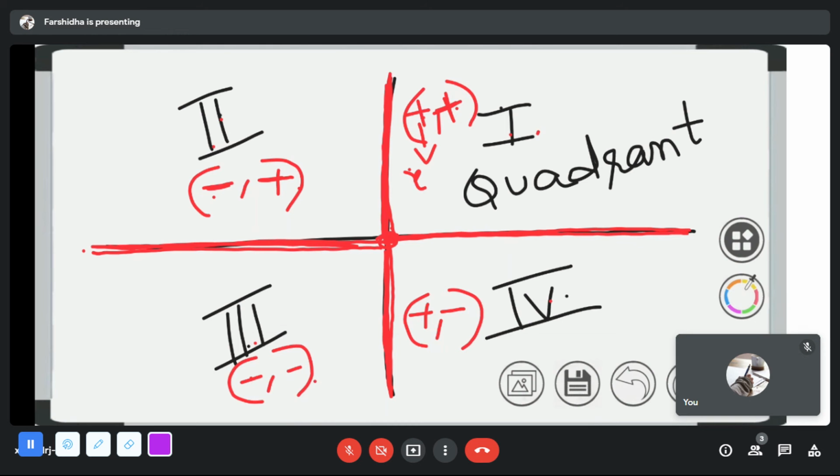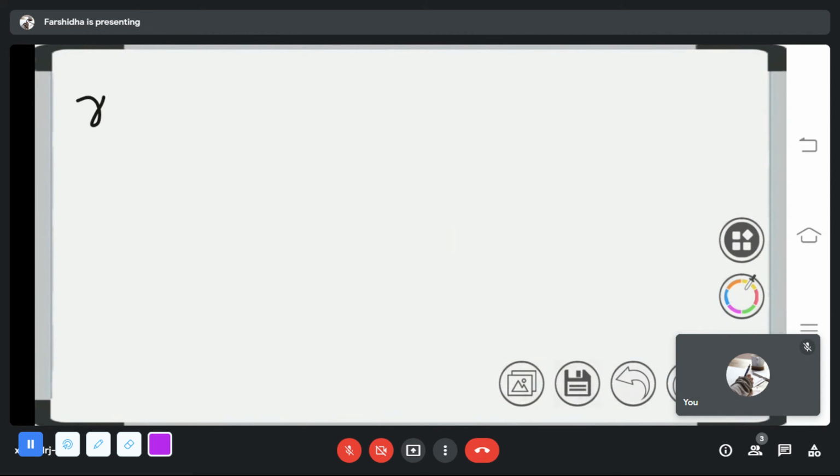Now we'll study what is x coordinate and y coordinate.